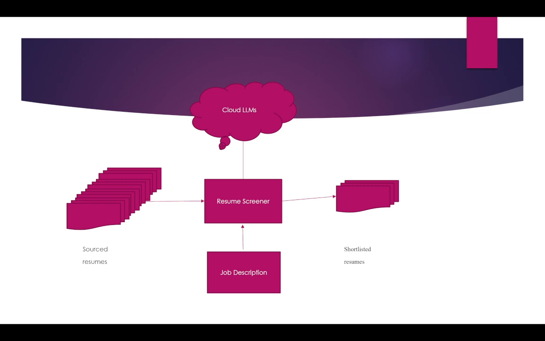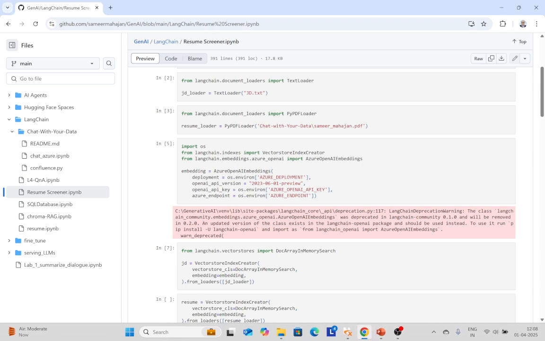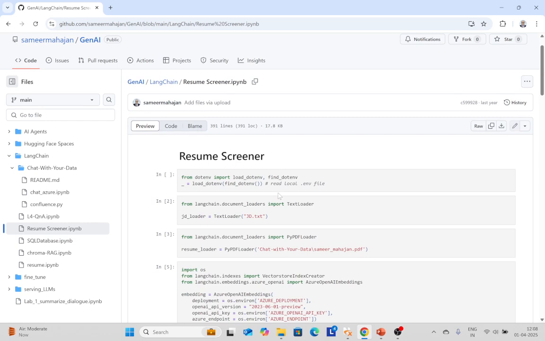What we are going to do is use generative AI, cloud LLMs. Let's dive in and jump into the implementation. I'm going to start with a single resume and a single job description, just to simplify.